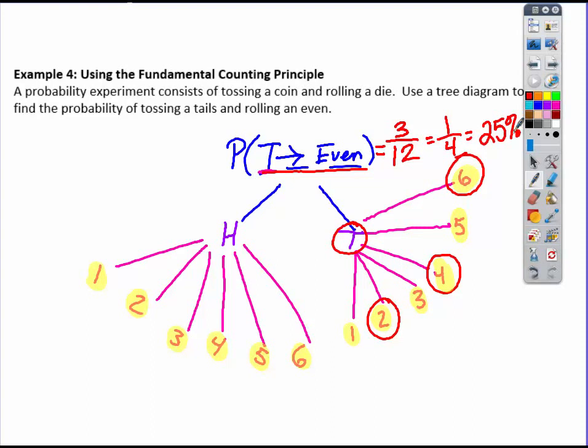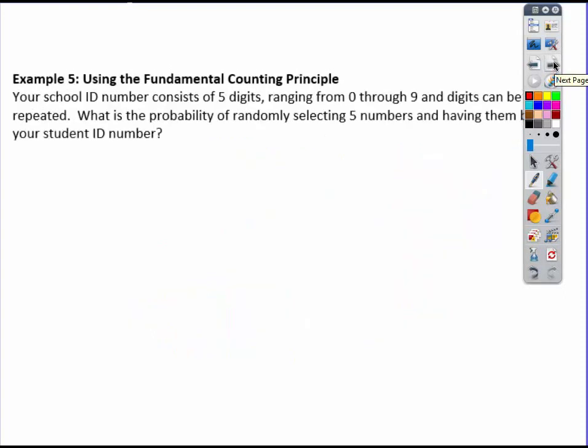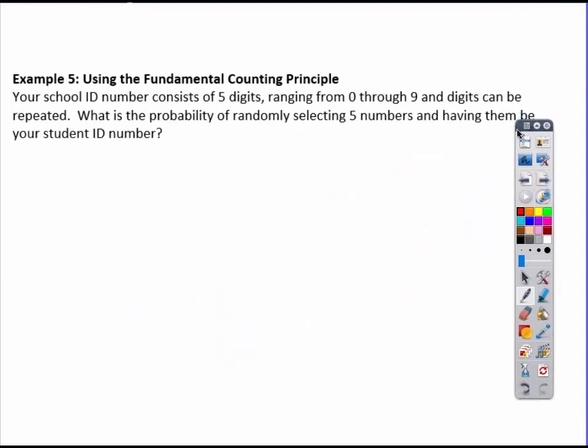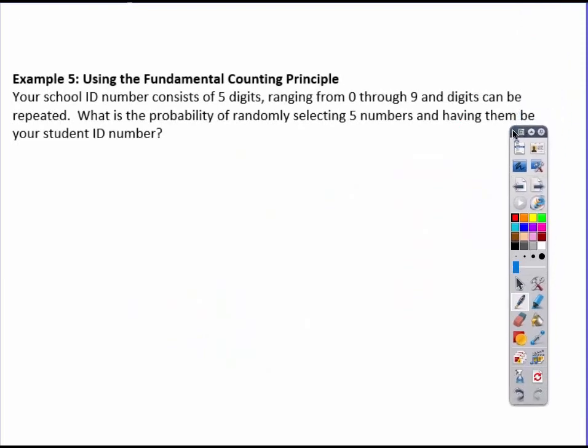Now, we have one last example. This is an example that is actually like one of those summarizing everything, putting everything back together using the fundamental counting principle. All right, we actually went over a problem like this before. Your school ID number consists of 5 digits, ranging from 0 to 9, and digits can be repeated. What is the probability of randomly selecting 5 numbers and having them be your student ID number?